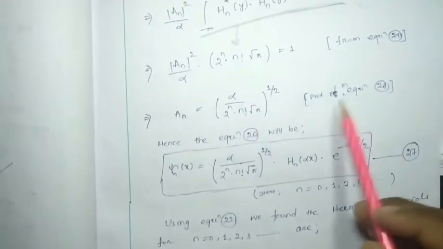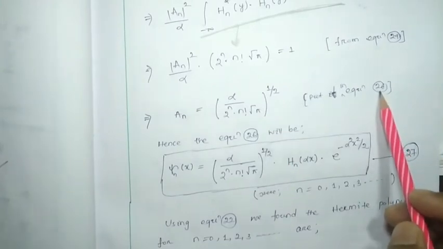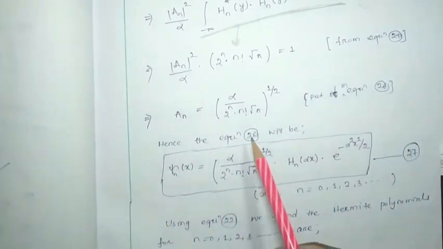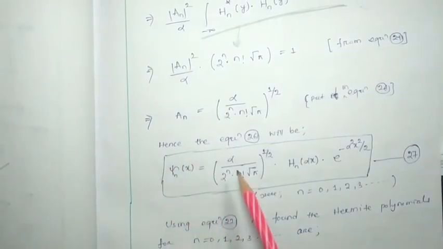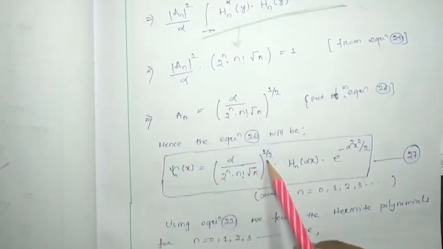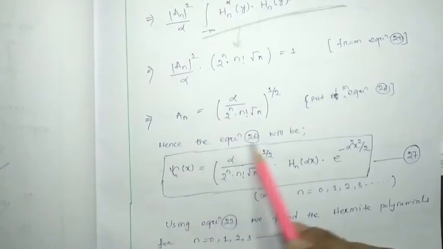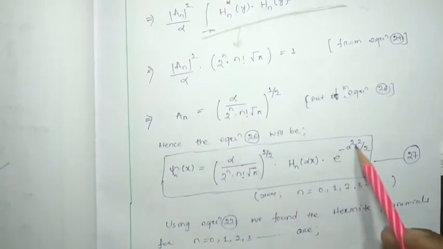Now put this in equation number 26. Then psi n x will be alpha by 2 to the power n into n factorial root over pi, whole to the power 1 by 2, into Hn alpha x into e to the power minus alpha square x square by 2.